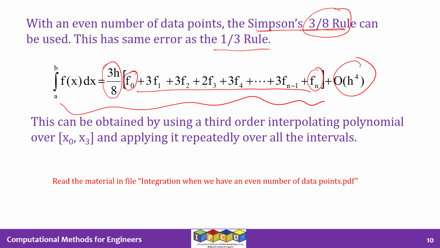So basically, how is this derived? You use a third order interpolating polynomial by considering 4 data points: x0, x1, x2, and x3. And we know 4 data points are an even number of data points. So you consider a third order interpolating polynomial, which you can determine if you have 4 data points.